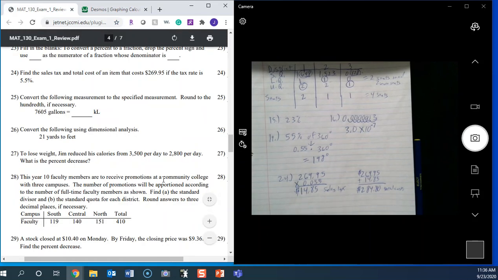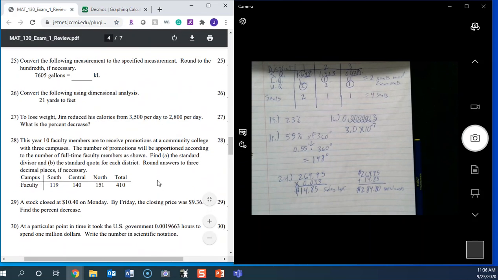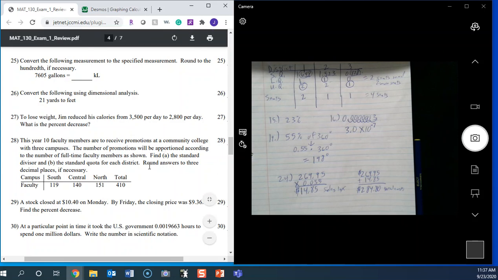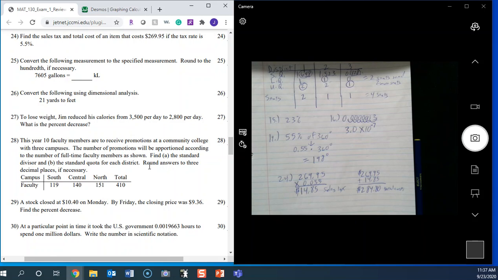All right, now, let's see here. All right. So now, it says here, this year, 10 faculty members are to receive promotions at a community college with 3 campuses. The number of promotions will be apportioned according to the number of full-time faculty members as shown. Find A, the standard divisor, and B, the standard quota for each district.